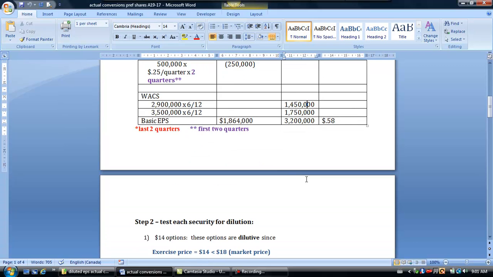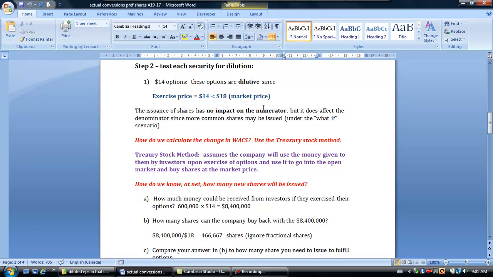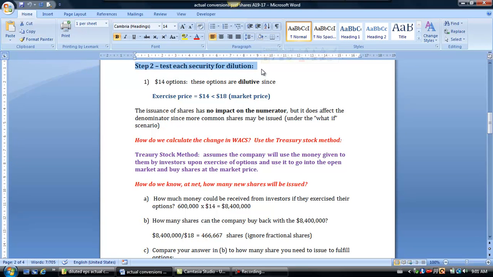Now, once you've done that, let's go back to what we would say is our original step 2, which is to test each security to see if it's going to be included in the diluted EPS calculation. In the question, we have 2 kinds of options: $14 options, the exercise price being $14, and $22 options. The question tells you that the average market price for the period was $18 a share. So we can see here that the exercise price is less than the market price, so therefore we know that the options are dilutive.